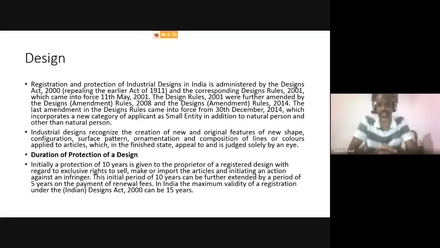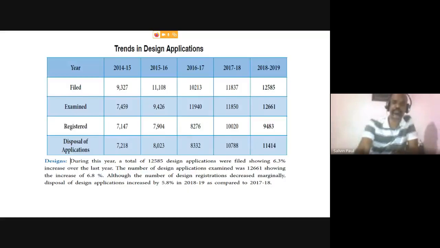The industrial design is a creation of a new or original feature of shape or configuration, or a surface pattern or ornamentation, or a composition of lines or colors applied to articles in the finished state, and it has to be judged solely by our vision or our eye. The duration of protection earlier was 10 years, and you can extend it for 5 more years. The maximum protection for a design you can get in India is only 15 years.